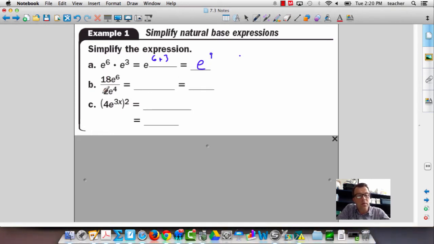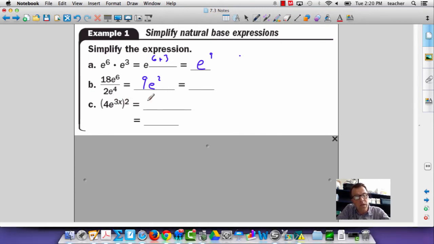Here it looks like we're dealing really with two problems. One is 18 divided by 2, which is just 9. And then when we have e to the 6th divided by e to the 4th, we see that we have the common base e, and we would subtract exponents. So that'd be e to the 2nd. I don't know what the second space is for. I'm moving on.